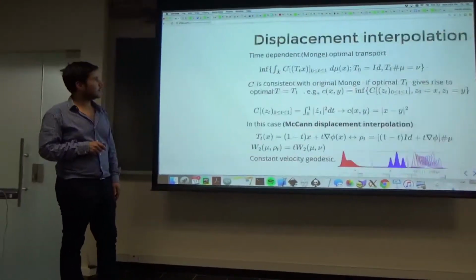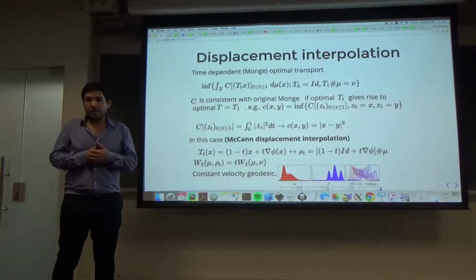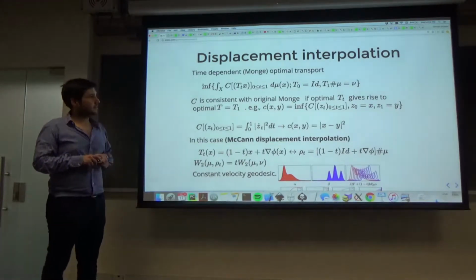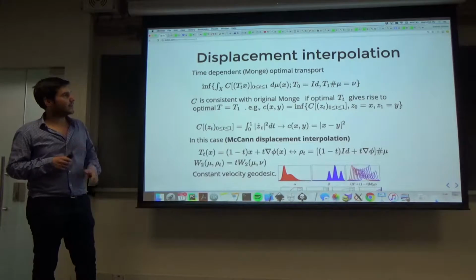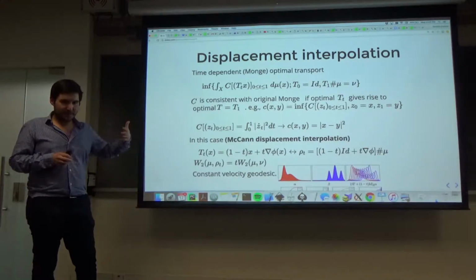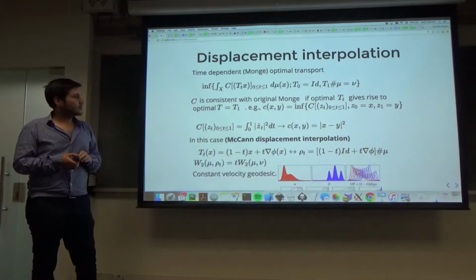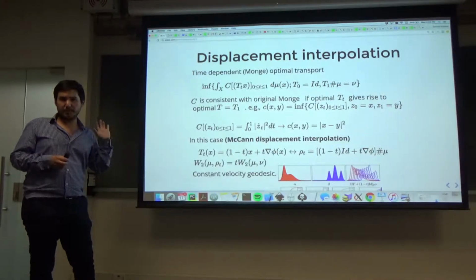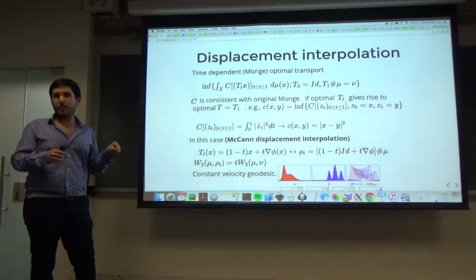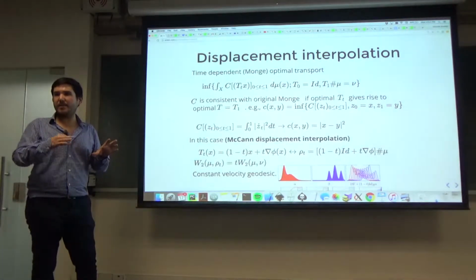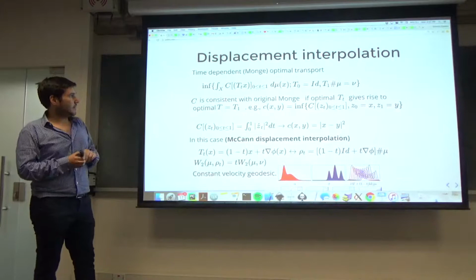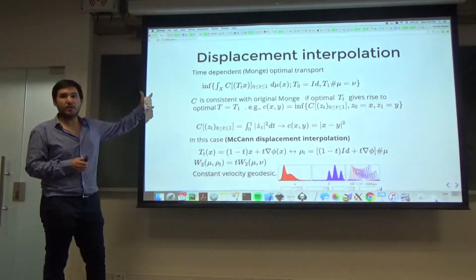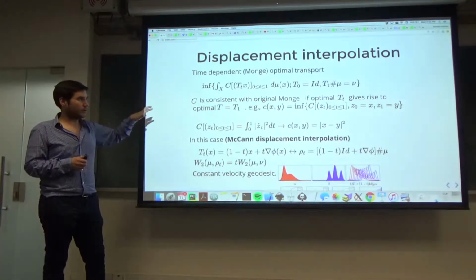And also, an important concept that appears here is the concept of displacement interpolation. In order to define this concept, we need to extend a little bit the original definition of the transportation plan. Before we had the transportation between mu and nu, and now we want to extend this to something that is time dependent between 0 and 1. Because of this, we consider cost functions that depend on a curve, defined between 0 and 1.